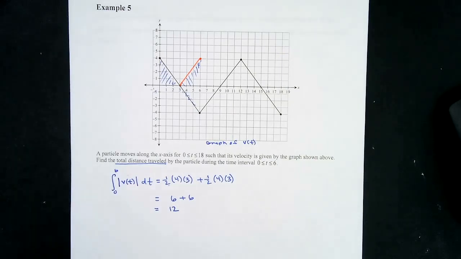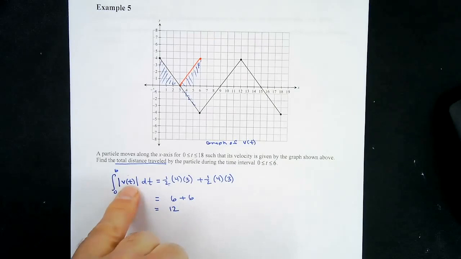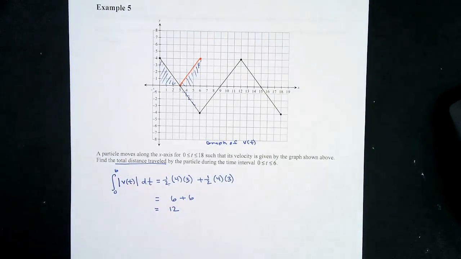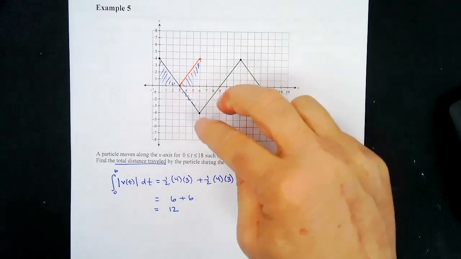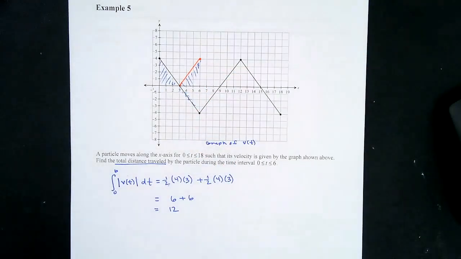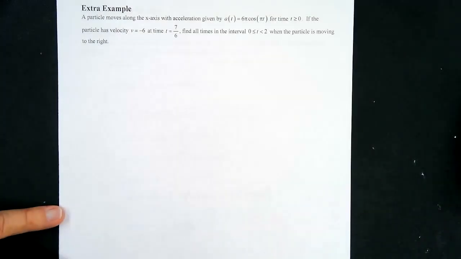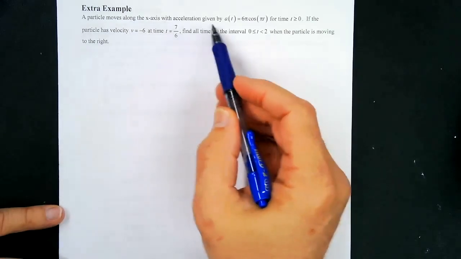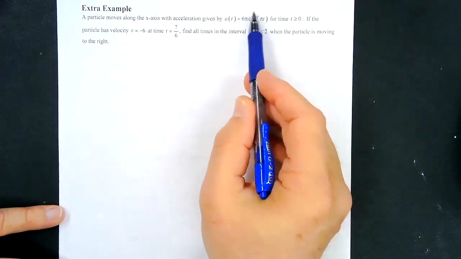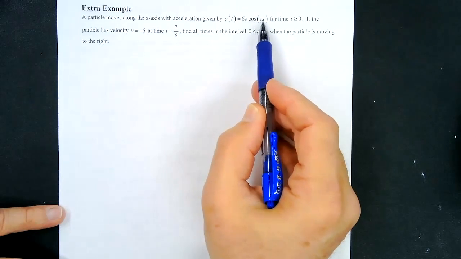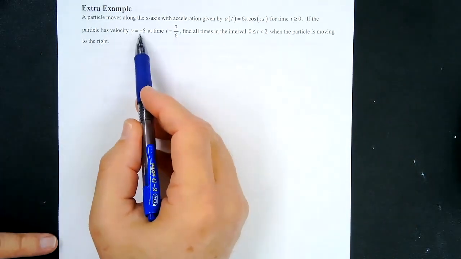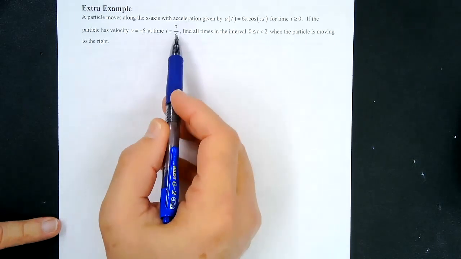All right. So again, when we want to find total distance traveled, we have to take the absolute value of the velocity function, and anything that's below is going to get reflected over the t-axis or x-axis. So for this final example, a particle moves along the x-axis with the acceleration given by a of t equals 6 pi cosine pi t, t greater than 0. The particle has velocity v of 7/6 equal to negative 6.